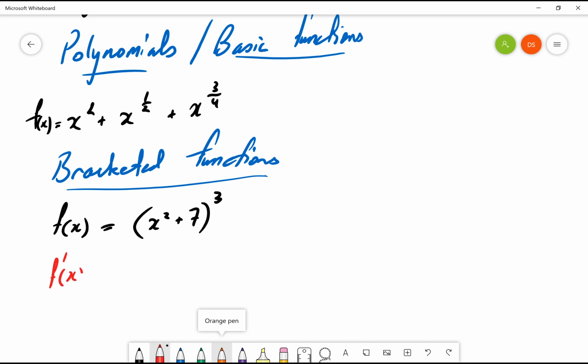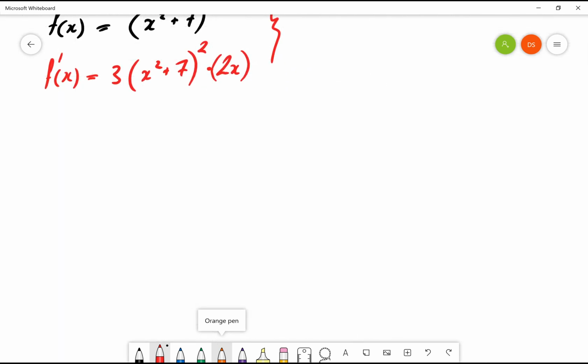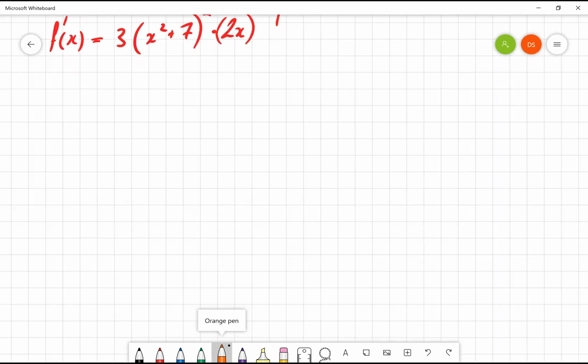So multiply by the power, take 1 off the power, multiply by the derivative of the inside, which is 2x in this situation. Okay? So all in all, these functions we understand. And this bracket rule is going to be really important to us. So I'm going to spend a bit more time emphasizing how important this is. Okay, fantastic. So if you guys are comfortable up to there, please let me know by saying, yep, Mr. Dharma, that makes perfect sense.